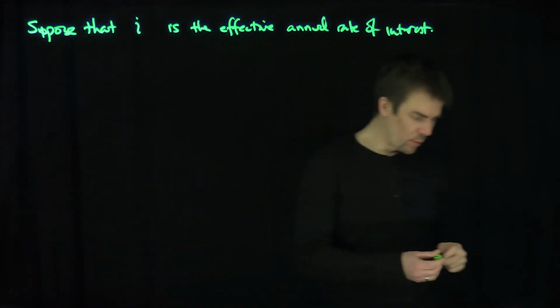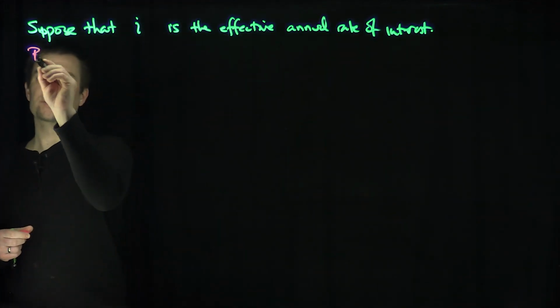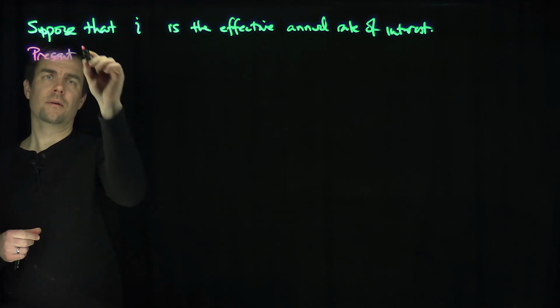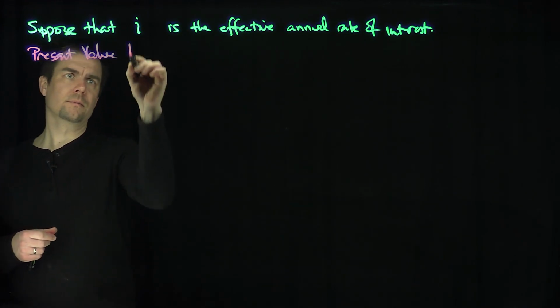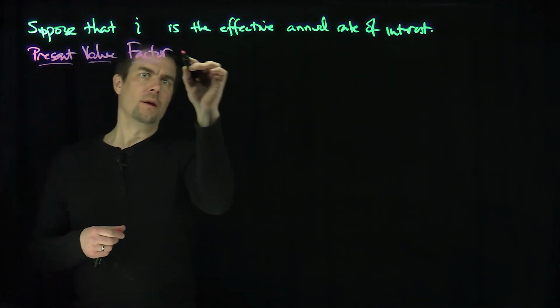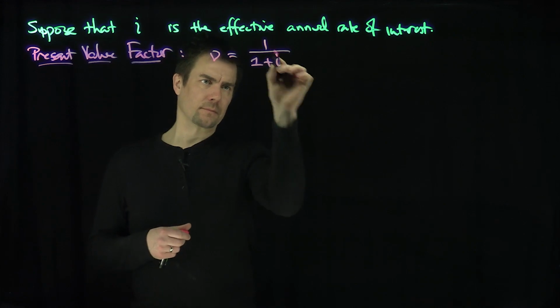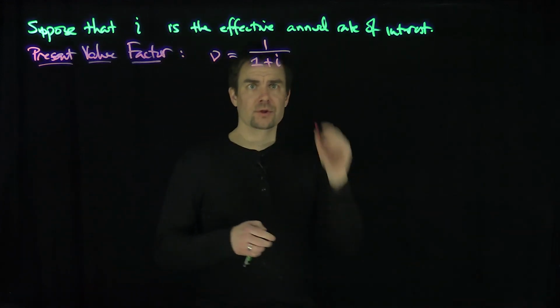Okay. And then what we always do with I is we look at our present value factor. So our present value factor is nu, and that's just 1 over 1 plus I. Okay. And let's solve a problem.